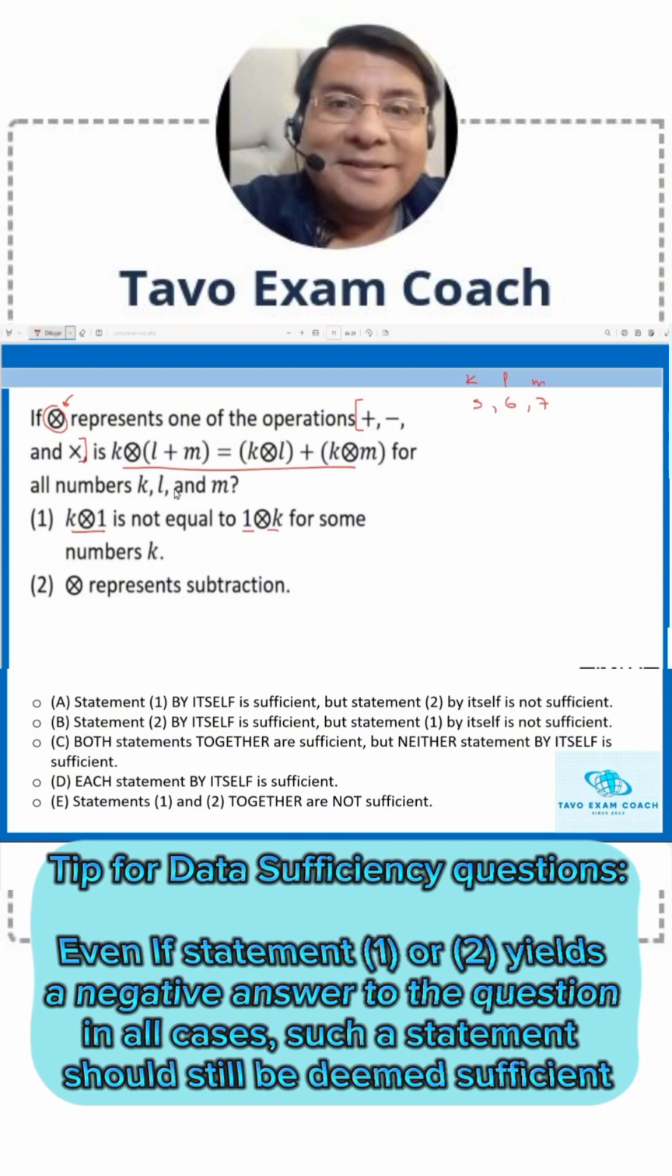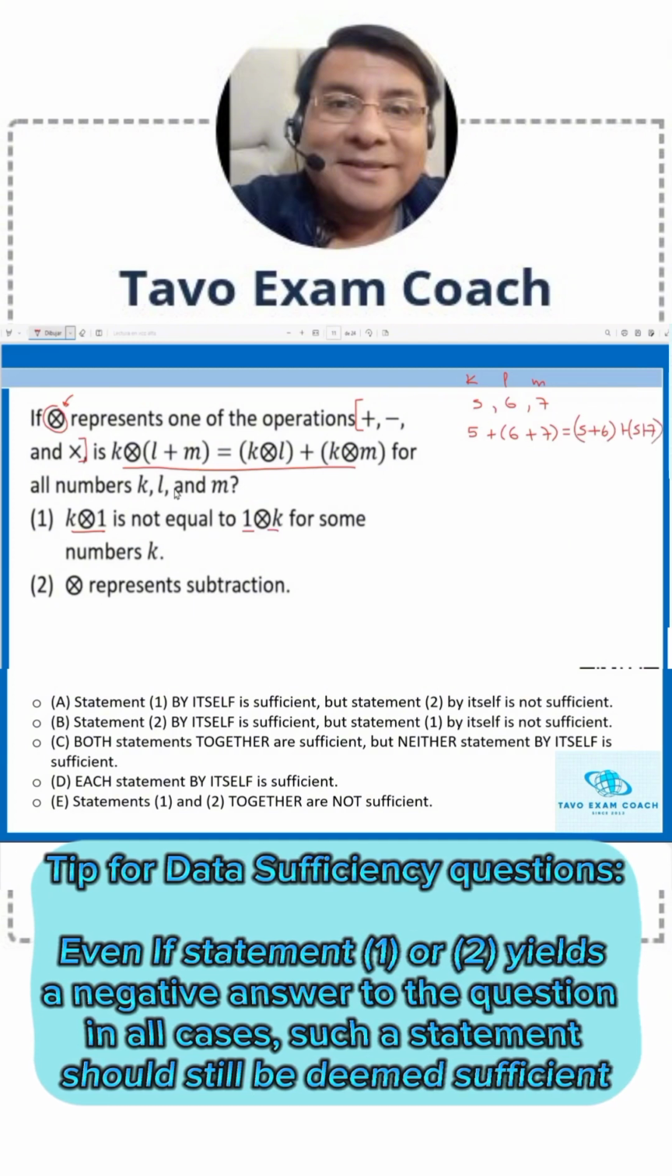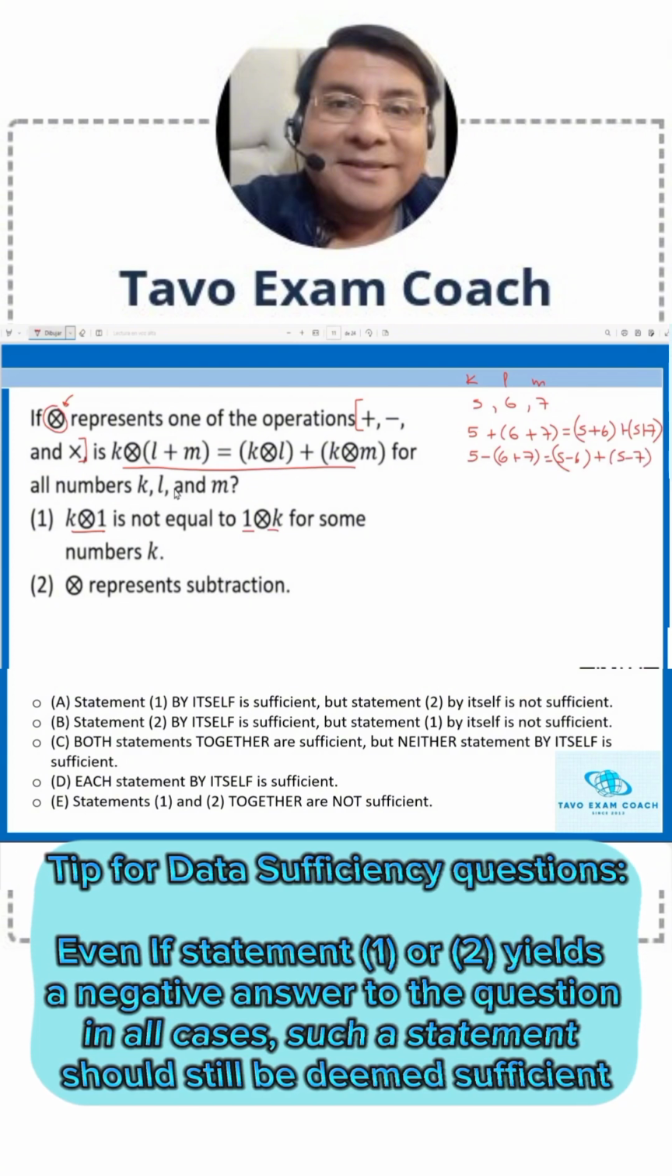Could it be true that this circle symbol represents the addition? For example, is it true that 5 plus (6 plus 7) equals (5 plus 6) plus (5 plus 7)? Impossible, right? It is not the addition. And what about the subtraction? Is it true that 5 minus (6 plus 7) equals (5 minus 6) plus (5 minus 7)? Never. So it couldn't be the addition, and it couldn't be the subtraction.